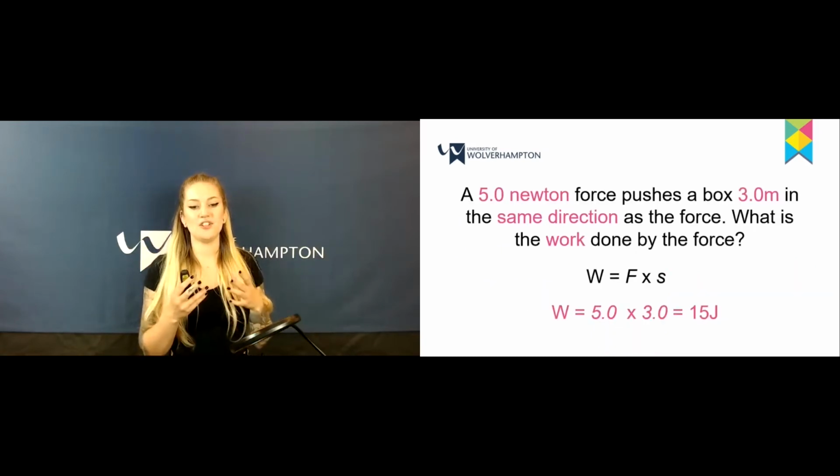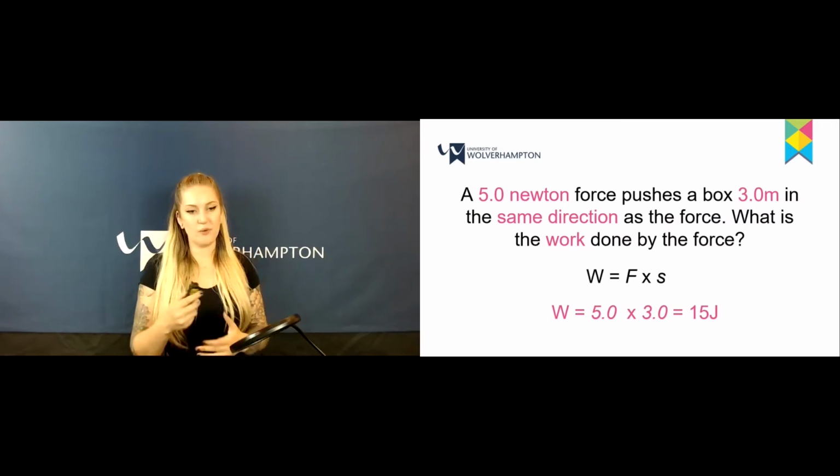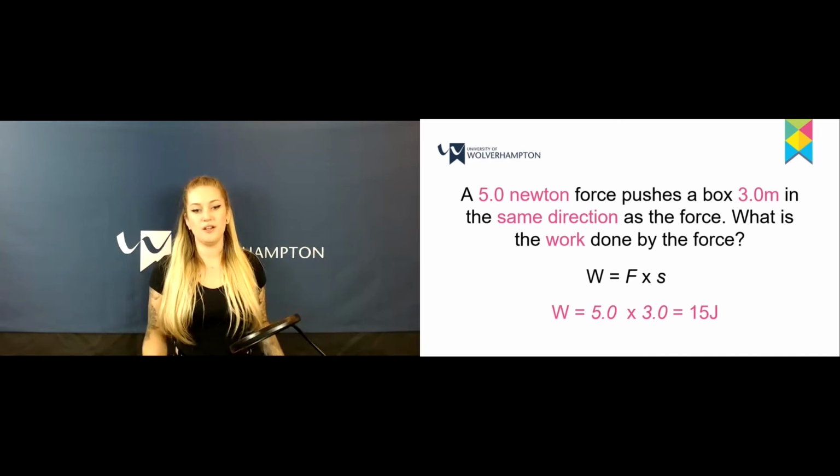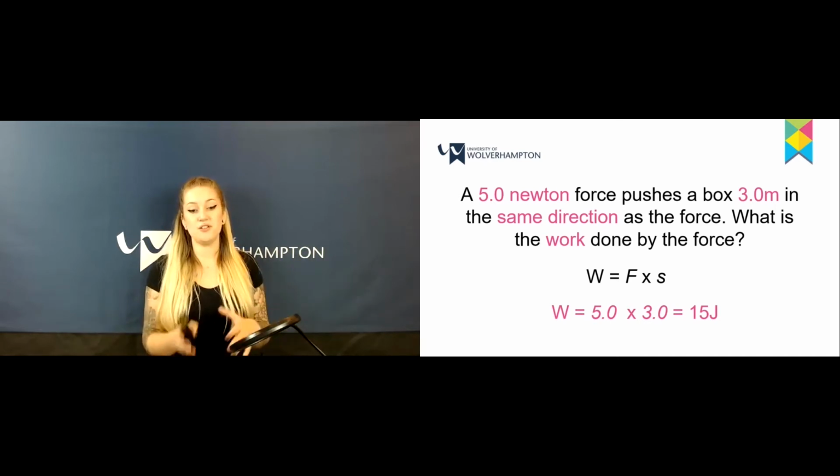So here's a question to get you used to that formula. A 5 Newton force pushes a box 3 meters in the same direction as the force. What is the work done by the force? So remember, we use the 5 newtons multiplied by the 3 meters to get our work of 15 joules.